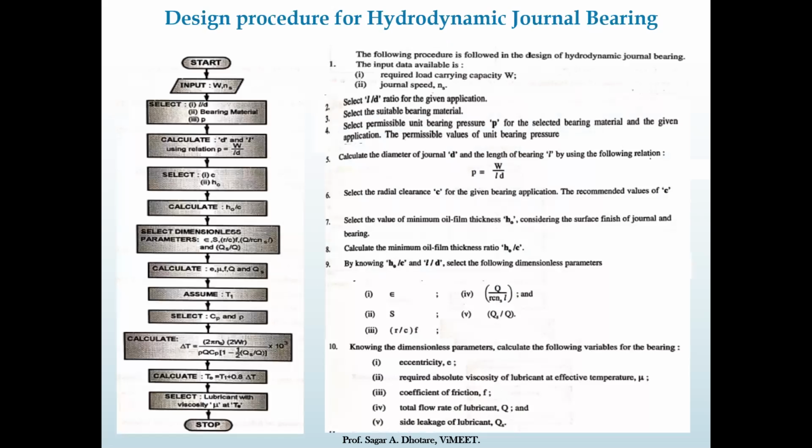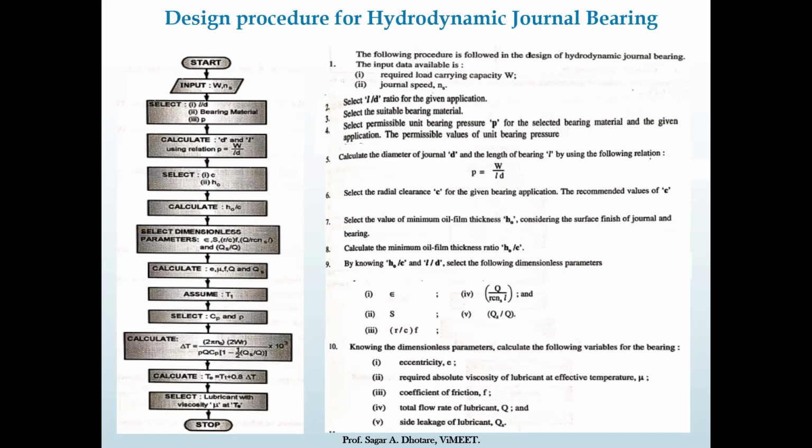Now this is the basic procedure of hydrodynamic journal bearing design. Initially, the inputs needed are the length by diameter ratio, the bearing material, the journal speed, and the bearing pressure. These are the basic inputs. What can we calculate next? If we have the load and area, we can calculate the bearing pressure.